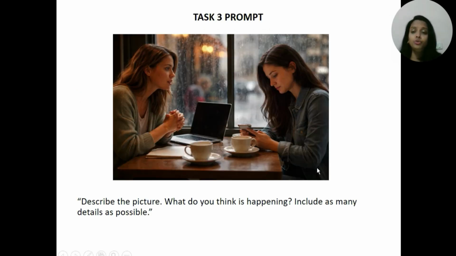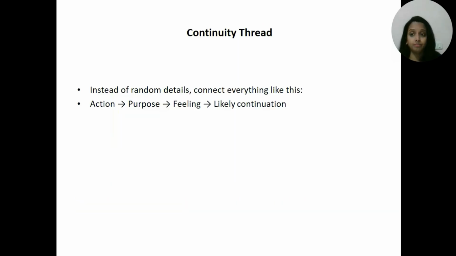Now, how are you going to apply it step by step? In your 30 seconds, do not list objects, okay? Don't list the objects or the important characters. No. Instead, you have to ask: what's the main relationship here? What's the purpose of that moment? What emotion is strongest? What will naturally flow?